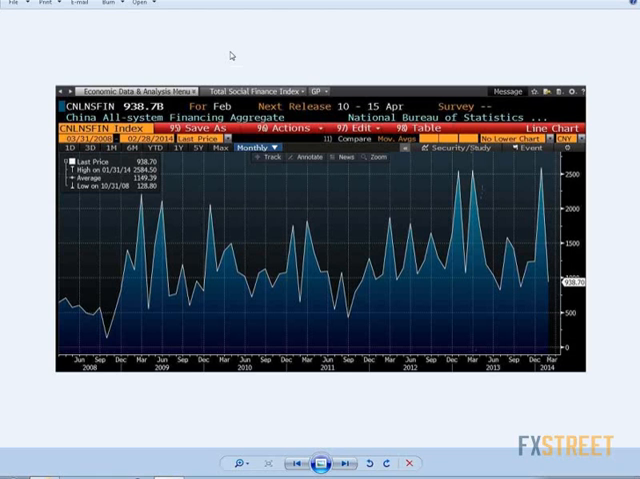So here we are looking at all China. Let's look at this one. All system Chinese financing. Now, there is a certain cyclical nature to financing in China. And you can see it because you get peaks at similar times. Look at this. You had a March peak here. You had a March peak here. And a March peak here at similar times.